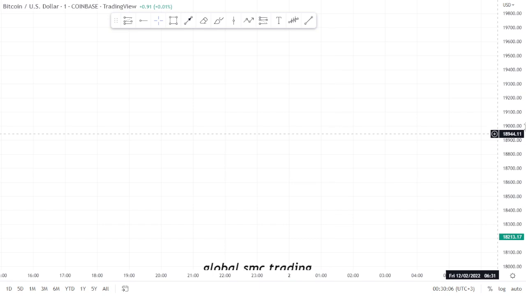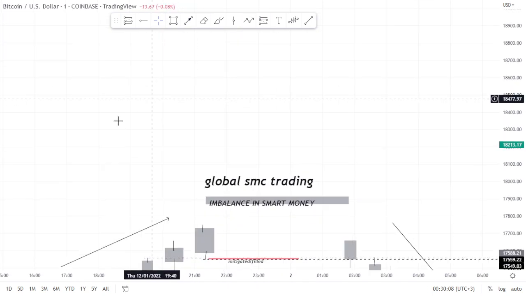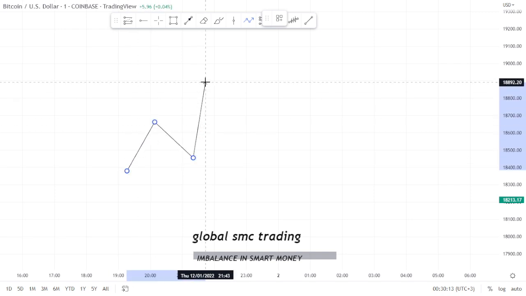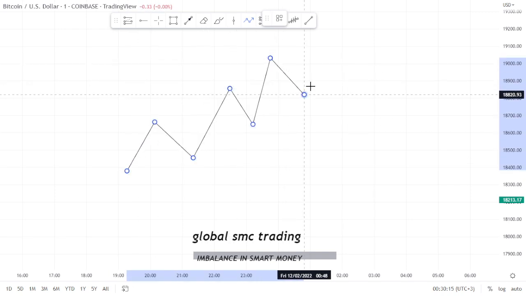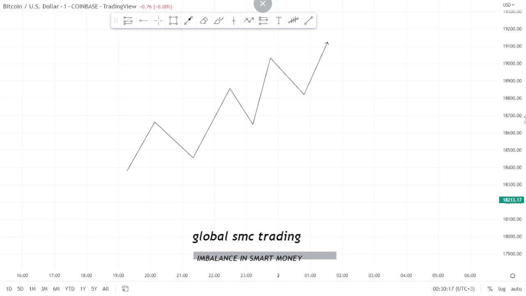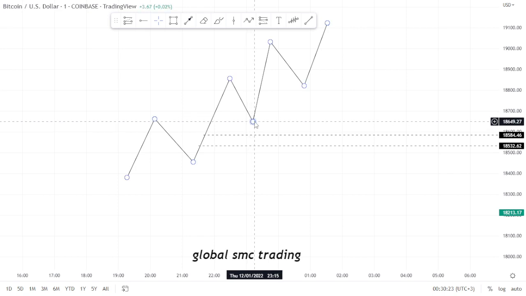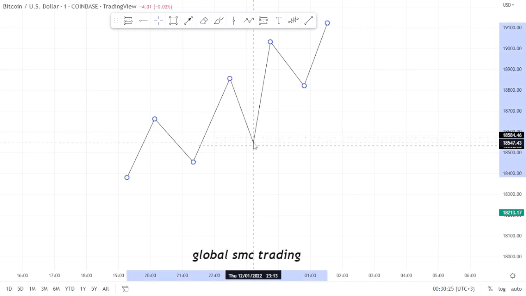Let me draw it here. When the market is moving like this, right? Maybe the market is moving something like this. We assume that everywhere that we leave those gaps, let's say the gap is here, the market is supposed to come and fill, either it's going to fill and goes up, or even cross over it.